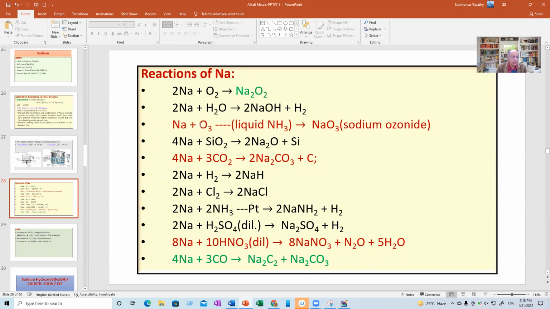Sodium is such a strong reducing agent. It can displace many other metals and non-metals. It can displace silicon from silica, and carbon from carbon dioxide, and it will produce sodium carbonate. And look here, this is a redox reaction.